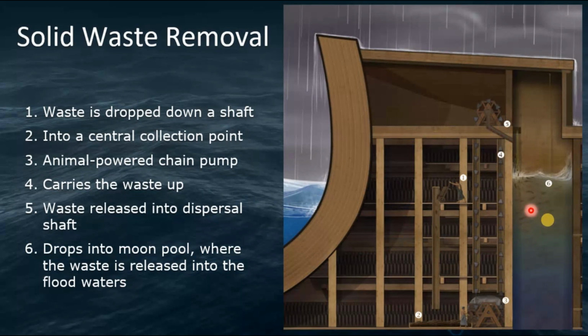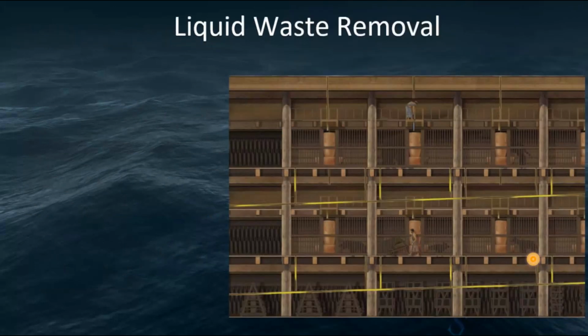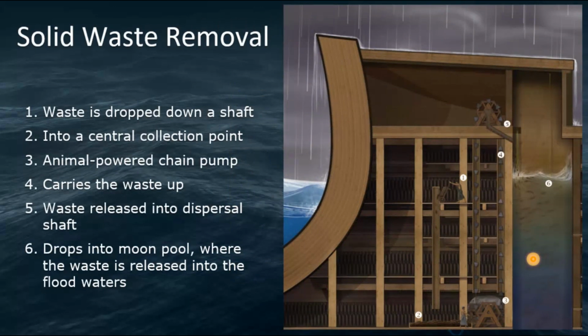So here's the waste removal moon pool 6, and you can kind of see the chunks of waste. But what's beautiful is it's released into the floodwaters. So all the waste material goes through that opening into the floodwaters and disperses into the ocean.